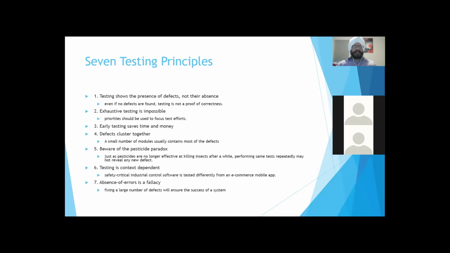The last point I'm looking at is absence of error being a fallacy. Sometimes people think that if we have so many defects and we keep on fixing all of them, then our system will be perfect. The quick answer is no, not exactly, because a large number of defects just shows us that there are a lot of problems already there. Those need to be fixed, and even if they are fixed, it does not mean there is no other error still sitting there.